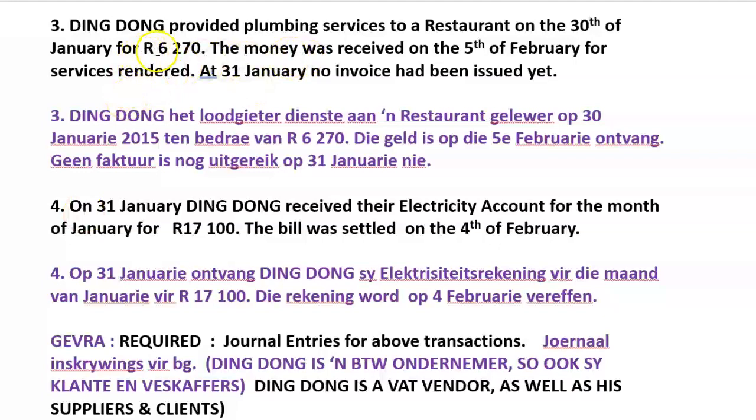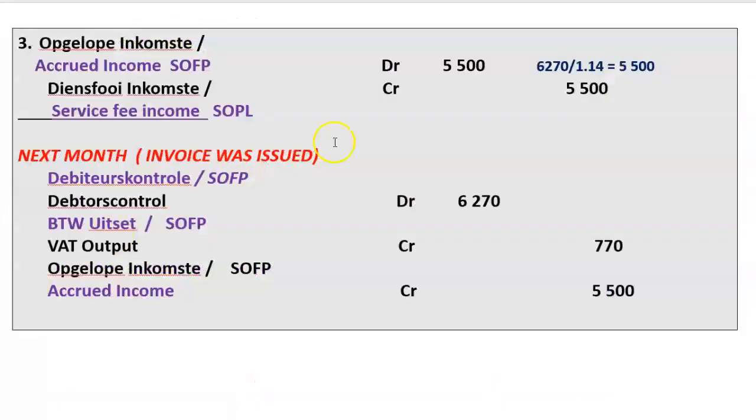How much income did I earn? The full VAT exclusive amount I've earned. So I'm going to debit accrued income with the VAT exclusive amount. Why? Because there was no cash flow nor any invoices, of 5,500, and I'm going to credit service fee income with 5,500. What is going to happen in the next month? The next month, I'm going to make out the invoice first. So I'm going to use the invoice as my source document.